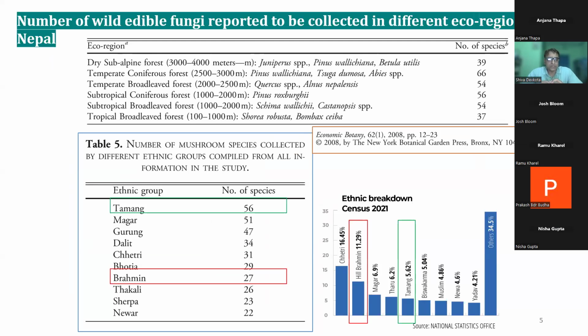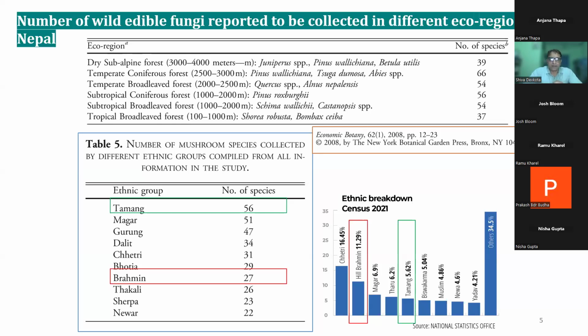But if we look at their mushroom consumption behavior, Tamang people consume 56 different species of mushroom in Nepal, whereas the Brahmin community consume only 27 different varieties. So why I'm showing this graph from our research is because that's the main reason why Tamang communities are more vulnerable to mushroom poisoning. So we should work among the Tamang communities. We should work among the Magar communities because they are the real victims. They are the real mushroom loving communities, and they are also the real victims because of mushrooms.